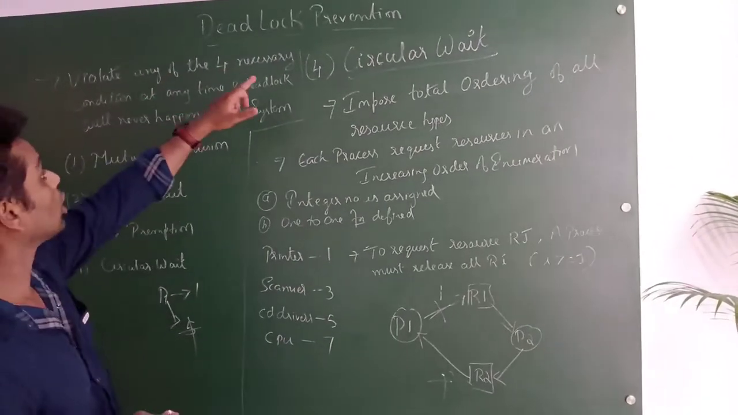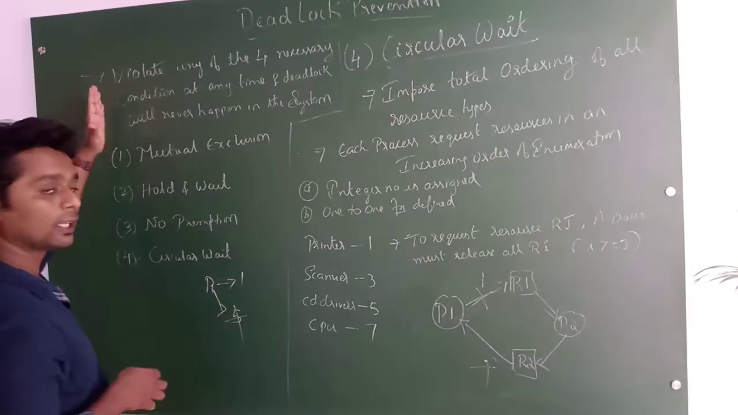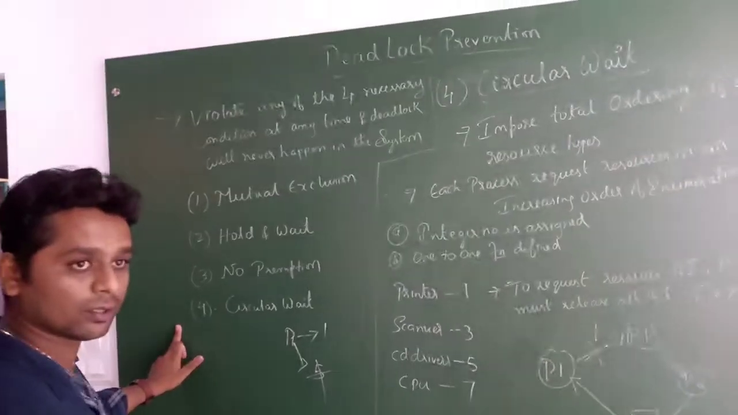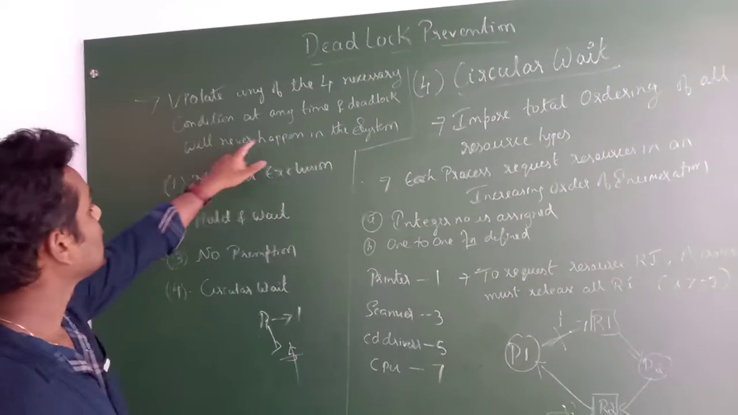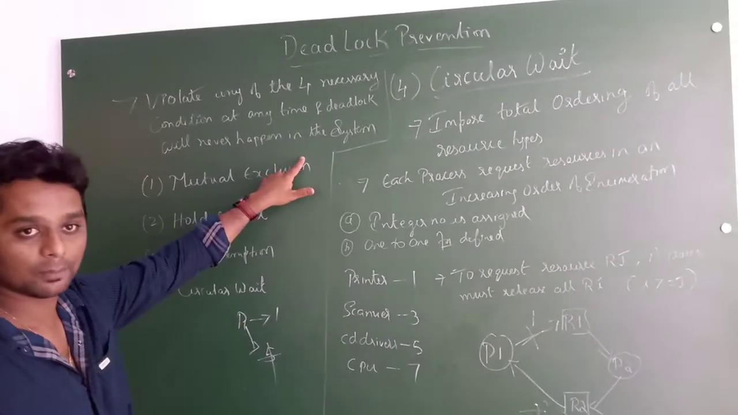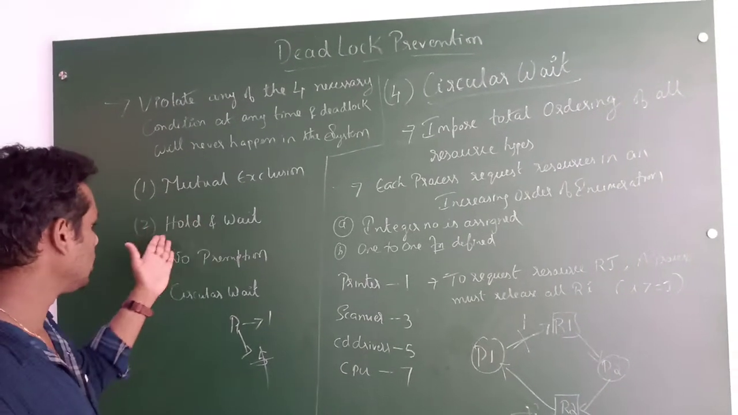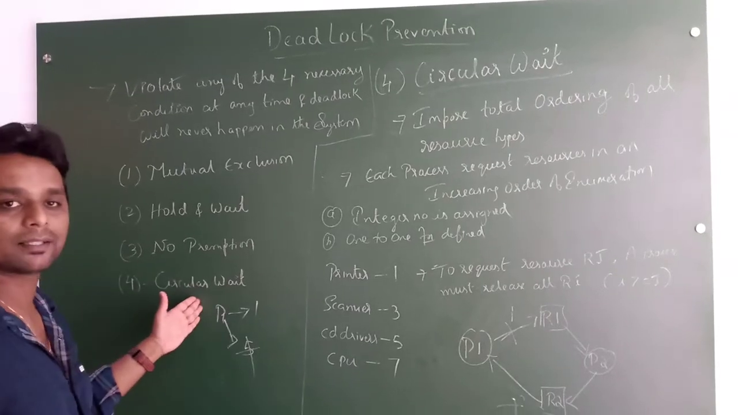So this is your deadlock prevention, guys. You can violate any of the four necessary conditions such that deadlock will never happen in the system. One of the conditions should not hold good. So we have discussed mutual exclusion, hold and wait, no preemption and circular wait.